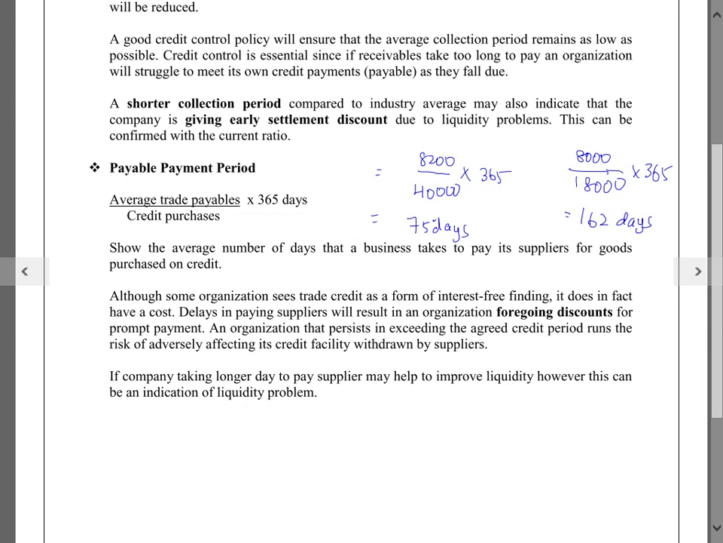When you see this, the indication is, especially for company B, they take much longer to pay. They may have a liquidity problem. However, we have already checked, no liquidity problem. So why are they taking so long to pay? Maybe the supplier gives us very long credit terms, could be 90 days, could be 120 days. Or we actually purposely delay payment. Hold off our payment.